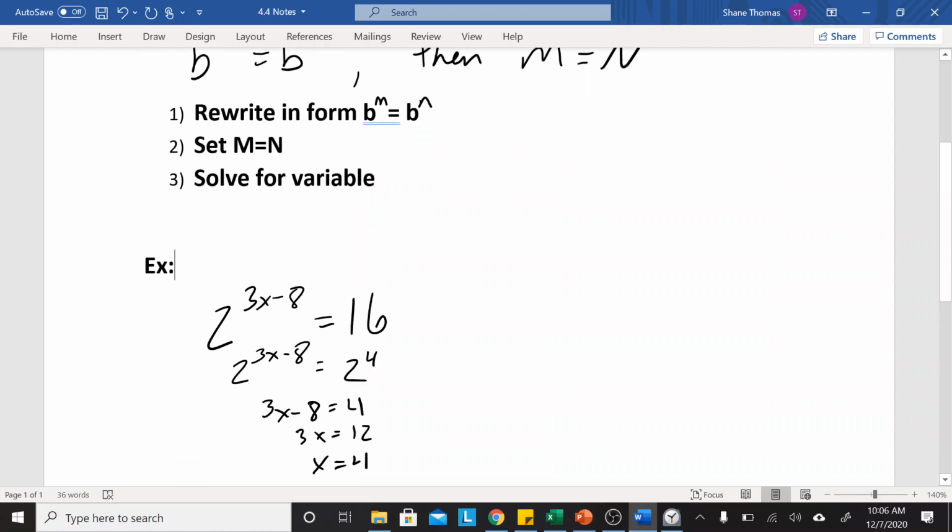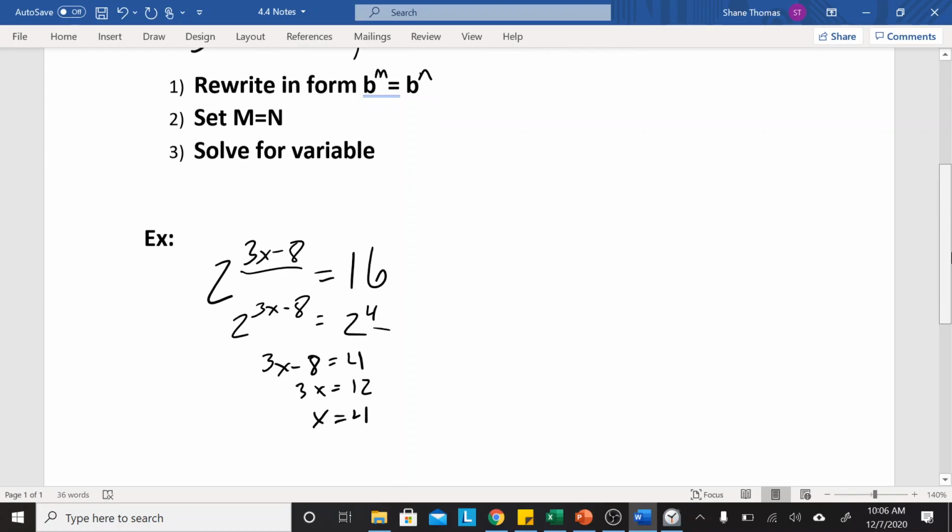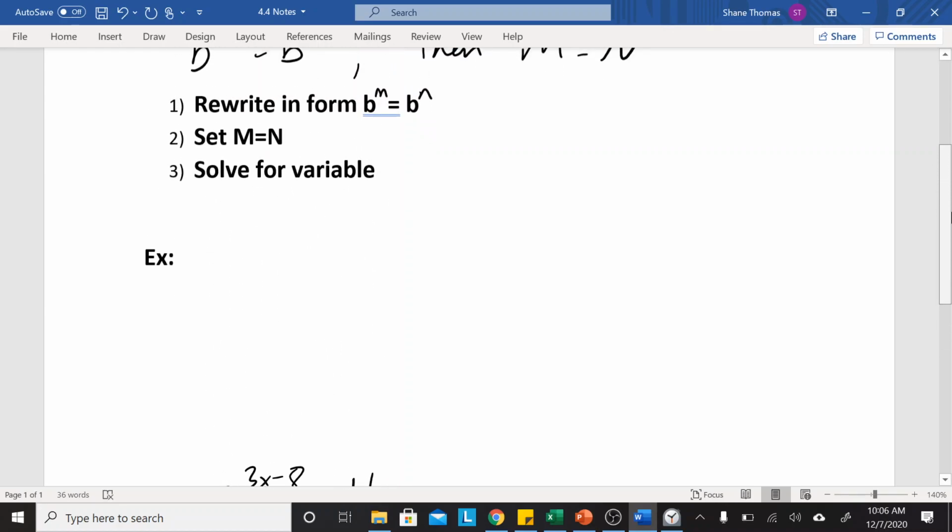Let's step it up just a little bit. Either one could be m, and the other could be n, just your exponents. Okay? No, you will not have to specify which one is which.